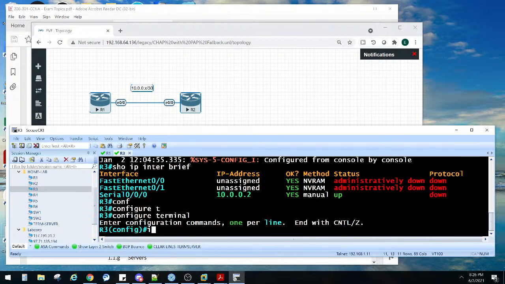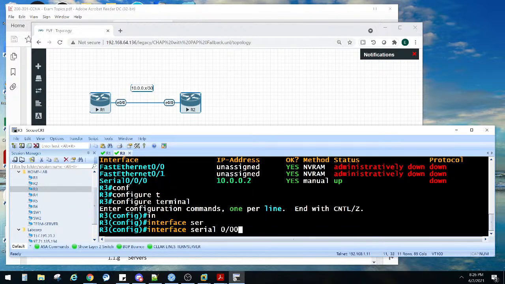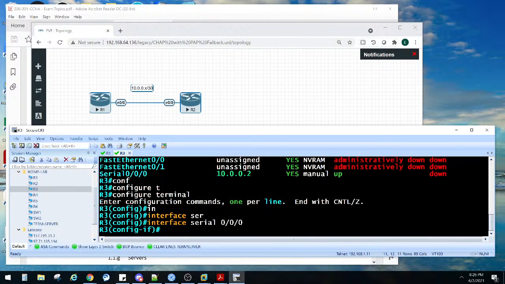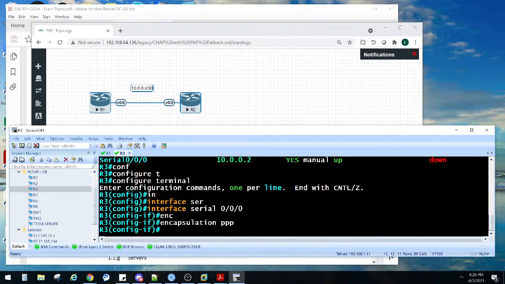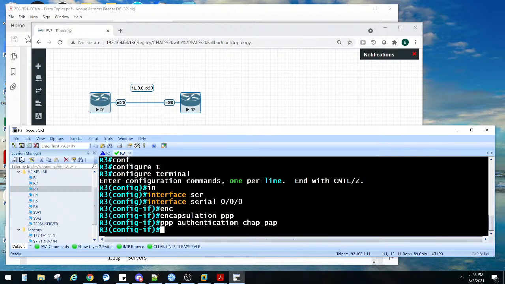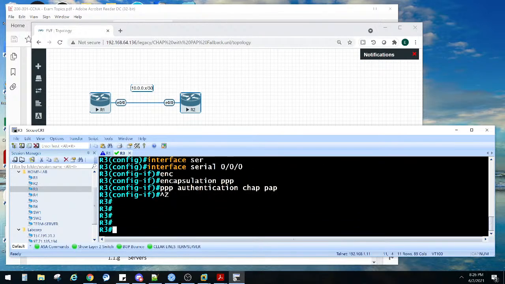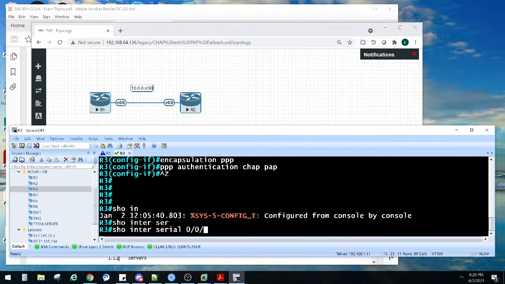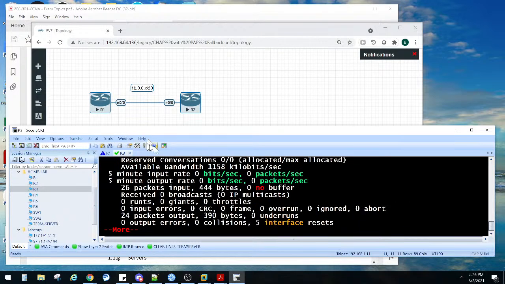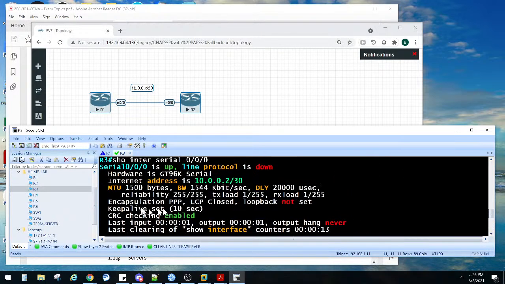Go to global config mode, interface serial 0/0/0, oops, /0. We said encapsulation was PPP. And then we type this on the keyboard. That is the authentication for the point-to-point protocol. We can verify that with show interface serial 0/0/0, I believe, and it should be in there at the top somewhere. There it is, right there.